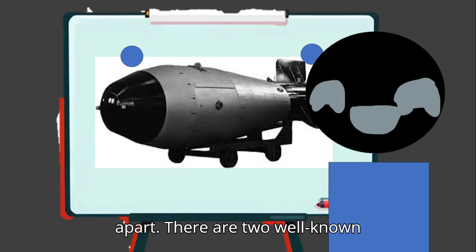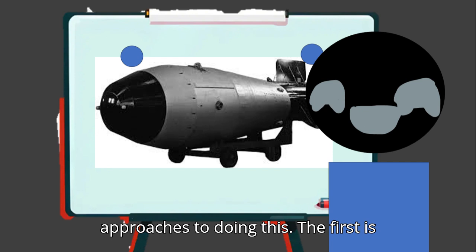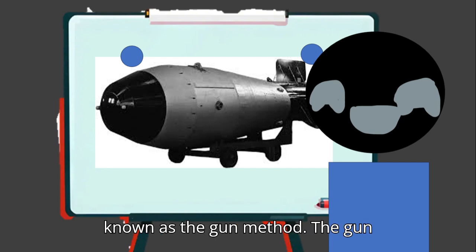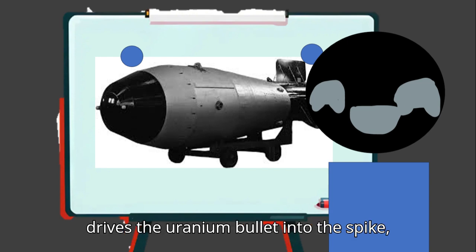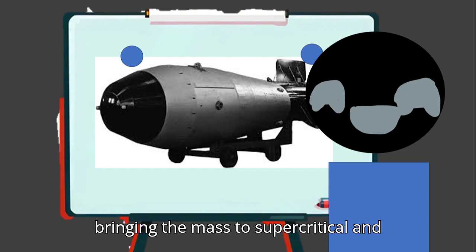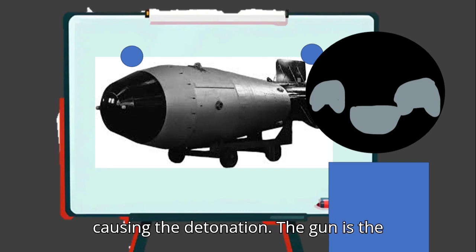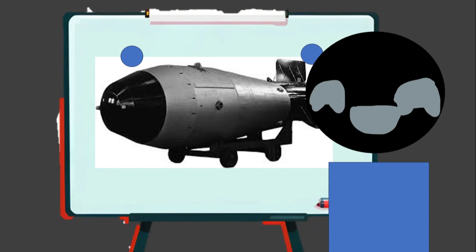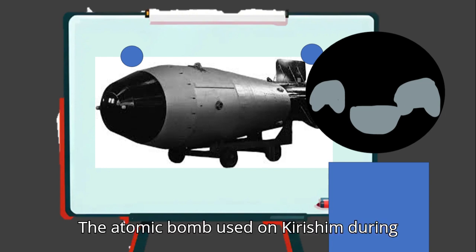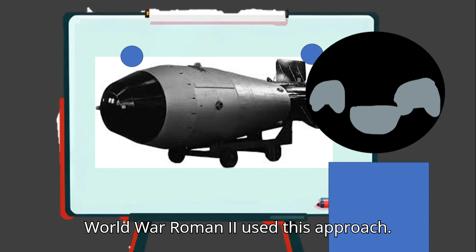There are two well-known approaches to doing this. The first is known as the gun method. A conventional explosive drives the uranium bullet into the spike, bringing the mass to supercritical and causing the detonation. The gun is the simplest way to build a nuclear weapon. The atomic bomb used on Hiroshima during World War II used this approach.